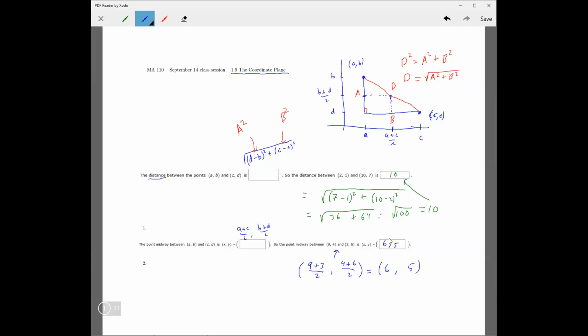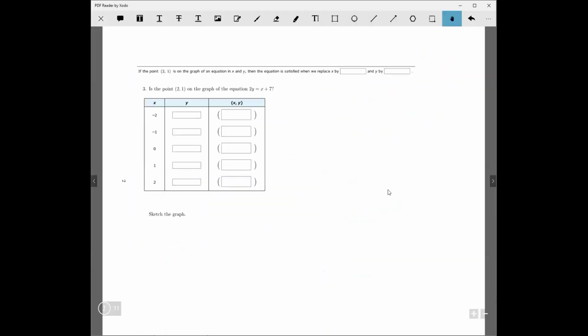Okay, any questions about that so far? So these are two important concepts: the point midway, or the midpoint, and the distance. Those are two important concepts of the coordinate plane. Okay, let's look at number 3.